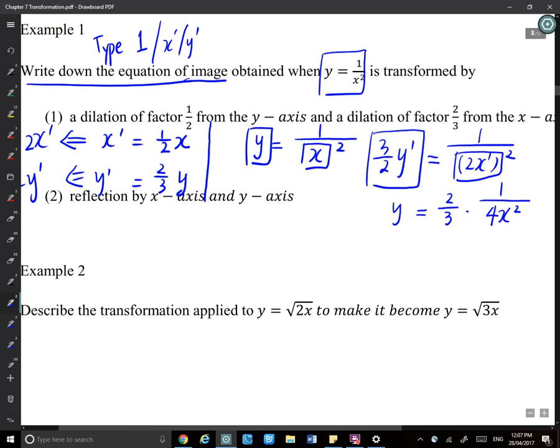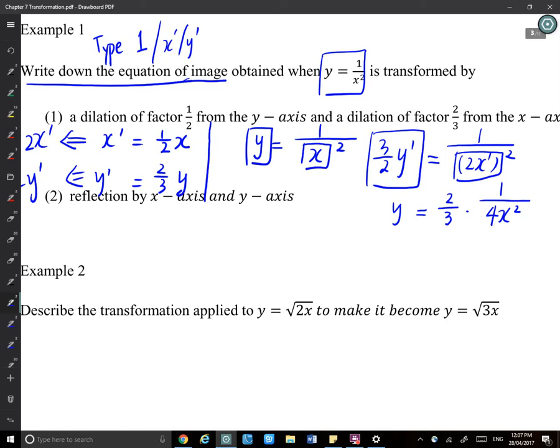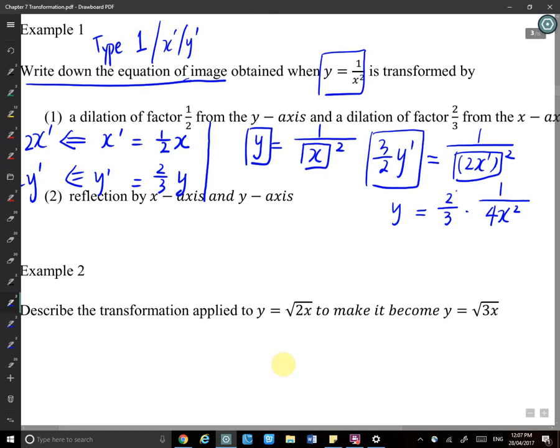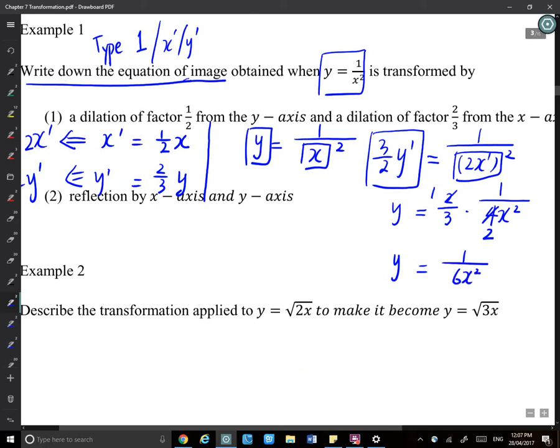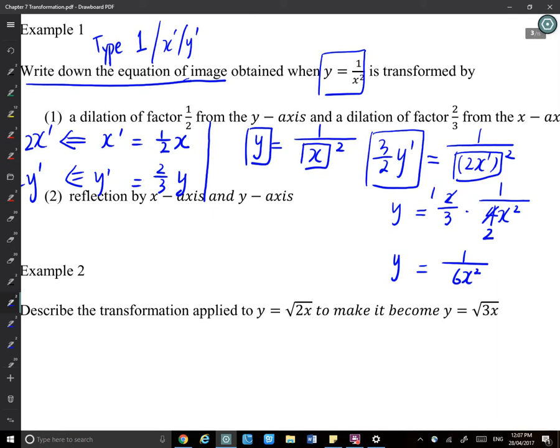So what value? Yeah, you can keep it. So that's 1, that's 2. Y will equal 1 over 6x squared. I want to simplify to the simplest version, so I will have 1 over 6x squared.